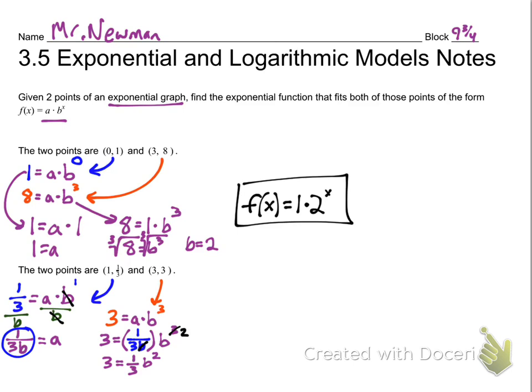Oftentimes when you substitute and solve for a, I find that the b's will have different powers, and you'll see this in probably the last problem on this page, but they will divide out to give you just b to a power. So here it's b squared. Let's multiply and solve for b. So we get 9 equals b squared, and 3 is equal to b.